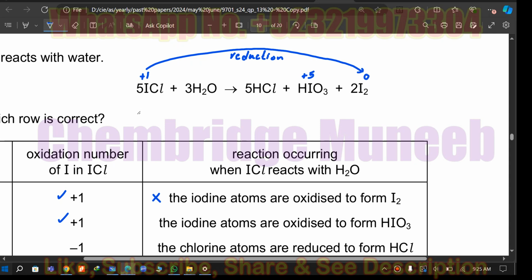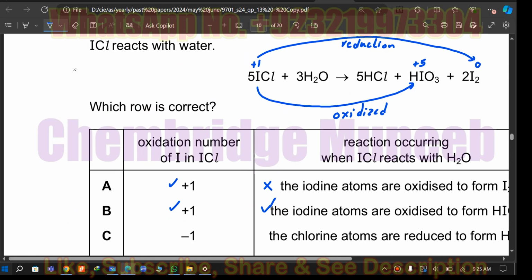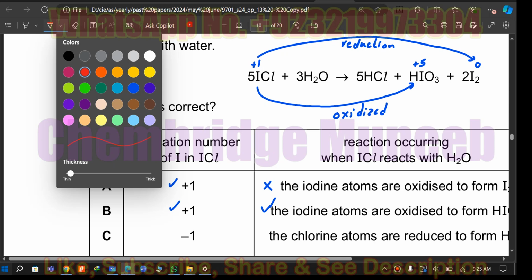The second option says that iodine atoms are oxidized to form HIO3. So from ICl to HIO3, it does get oxidized. So yes, that's the correct option. So the right option is B.